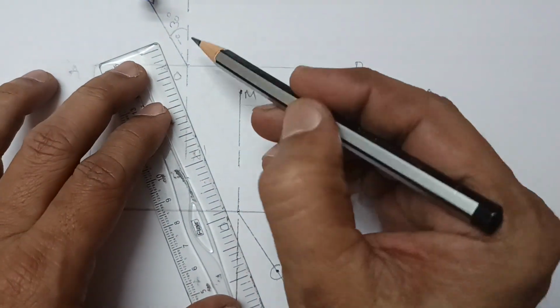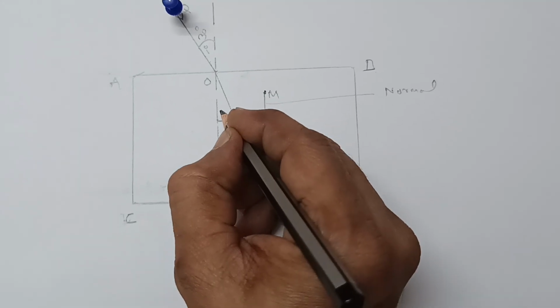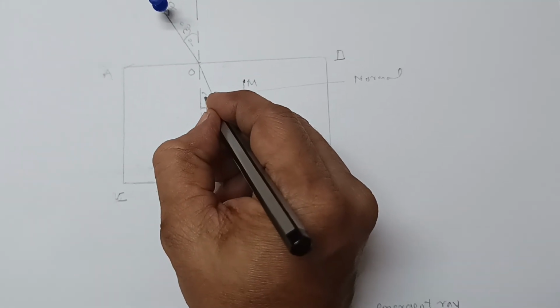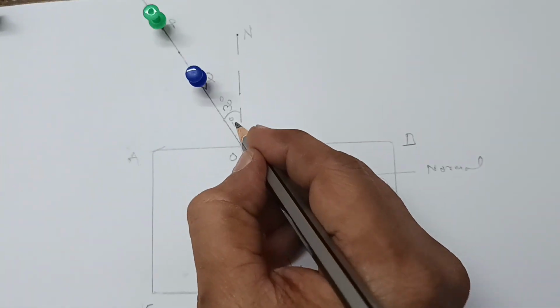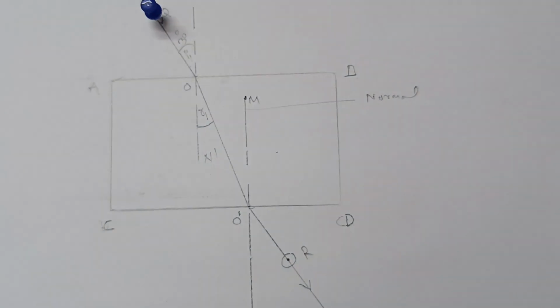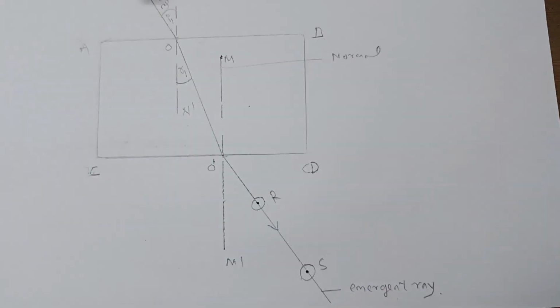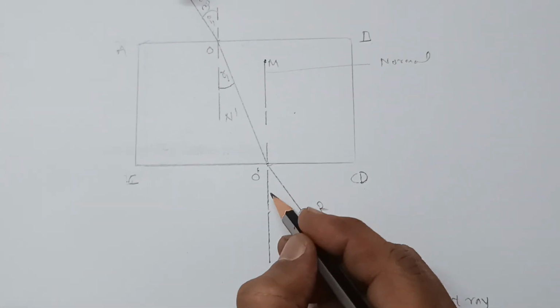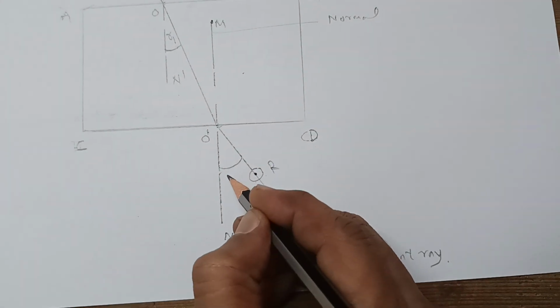O and O dash. After joining, this angle is called the angle of refraction. So we can mark it as R1, and this is I1, the angle of incidence at the surface AB. Now this angle we have to measure, and before measuring that one, we will make this angle. This is called the angle of emergence.